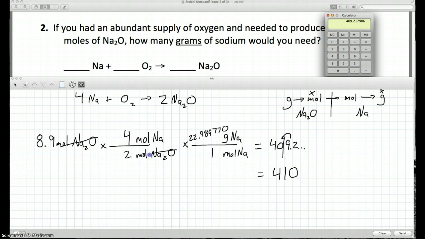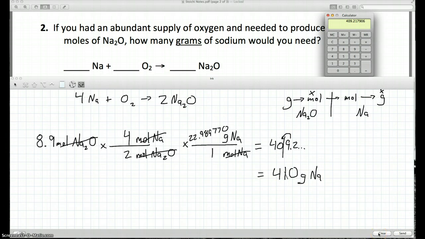Moles of Na2O, moles of Na2O cancel. Moles Na cancel. The only unit left is grams of Na, which is good because that's what we're looking for, grams of sodium, grams of Na. So hopefully that makes sense. I don't know where that little line came from there, but I wish this thing had an eraser. Oh well. So 410 grams of Na should have been your final answer there.